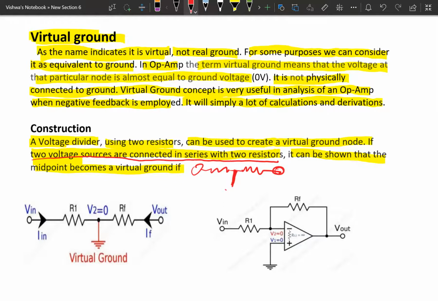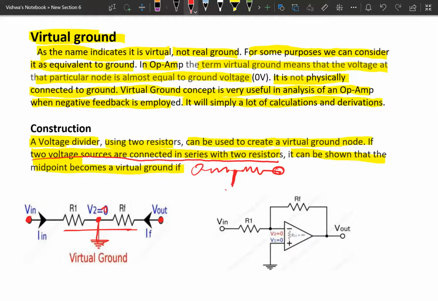See in this diagram, there is an input source and an output source. In between, two resistors are connected. The midpoint of these two resistors we call the virtual ground. Now at this point the potential is 0.